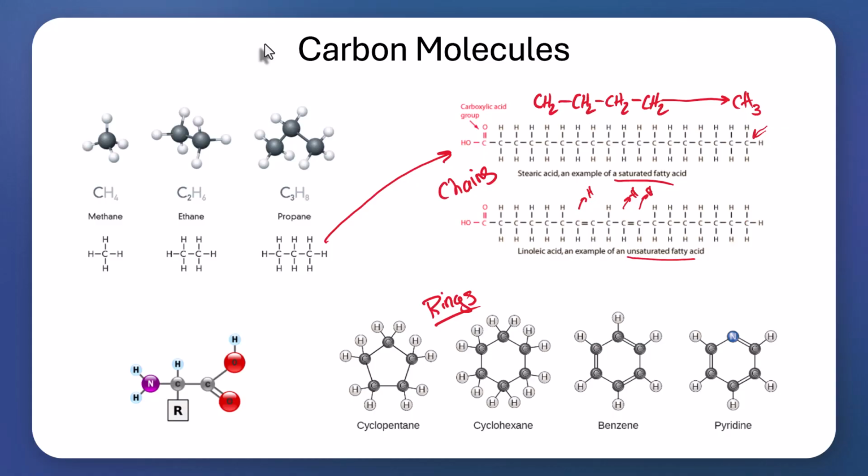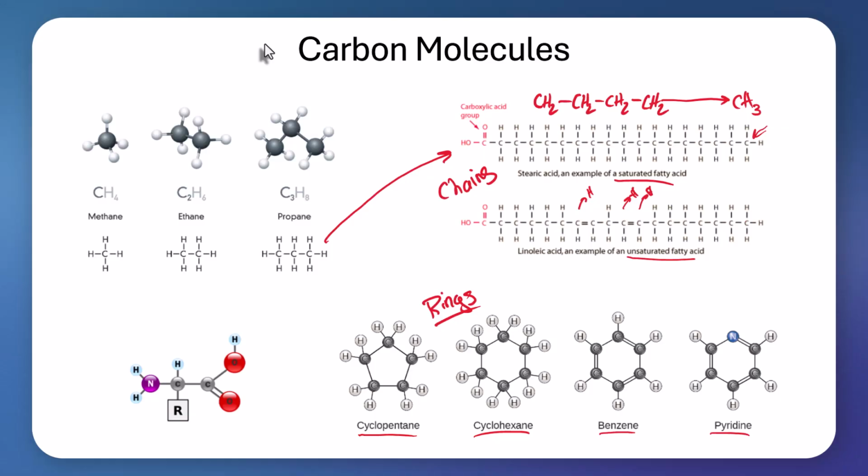Carbon bound to 2 hydrogens and 2 carbons. 1, 2, 3, 4 bonds. 1, 2, 3, 4 bonds. 1, 2, 3, 4 bonds, and so forth. We get a molecule called cyclopentane, cyclohexane, benzene, and pyridine. All of these are molecules that are made with carbon.